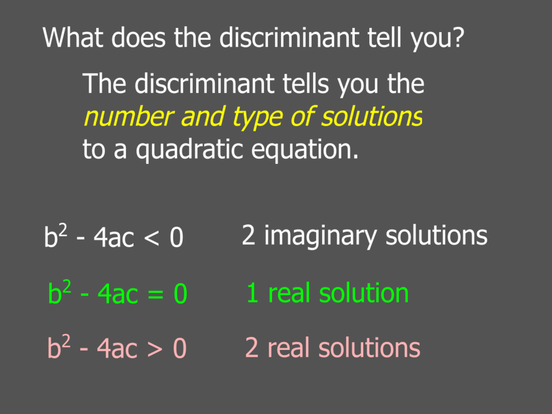Now, just in case you forgot, the discriminant tells you the number and type of solutions to a quadratic equation. So you're going to use part of the quadratic equation, b squared minus 4ac, and the value of that, whether it's positive, negative, or zero, tells you the types of solutions. So if it is negative, the discriminant will have two imaginary solutions. If it actually equals zero, you have one real solution. And if b squared minus 4ac is greater than zero, then you'll have two real solutions.